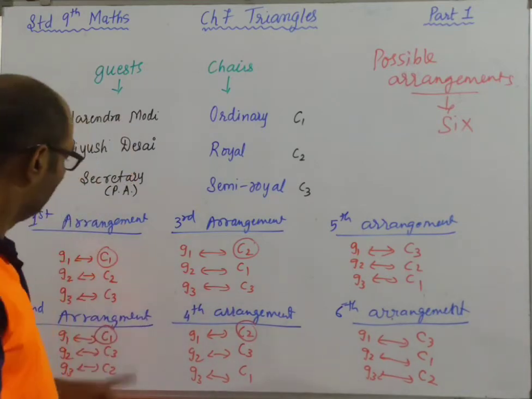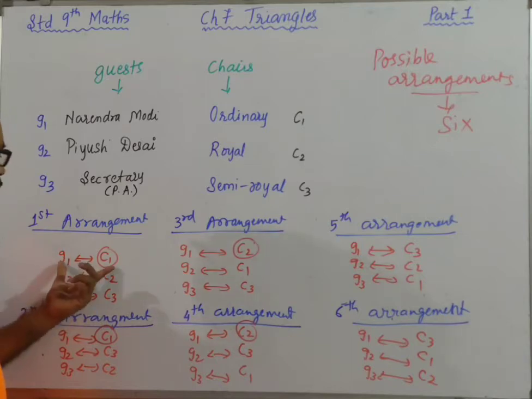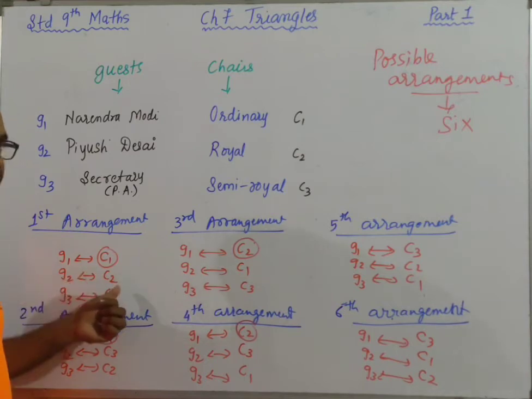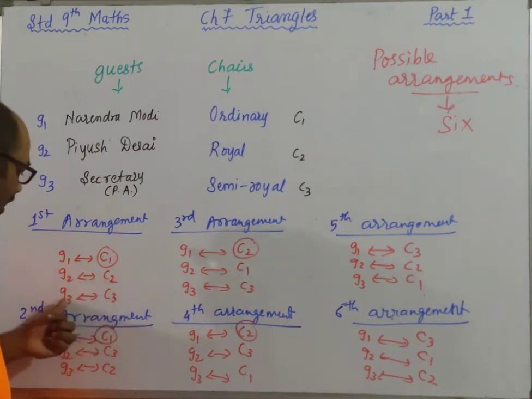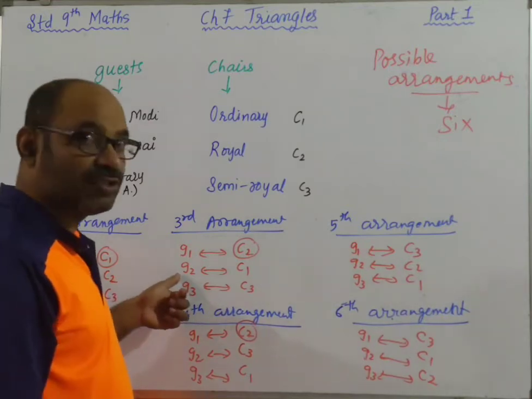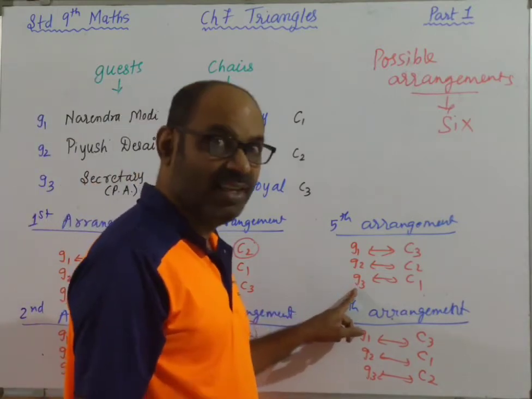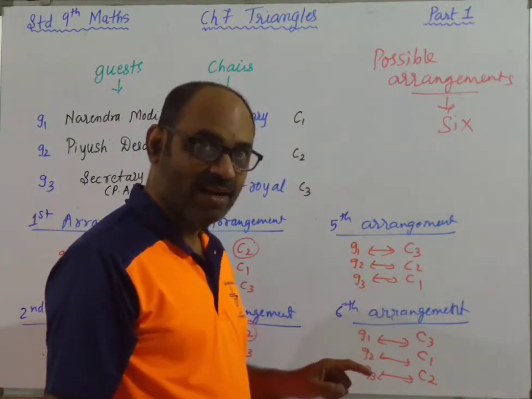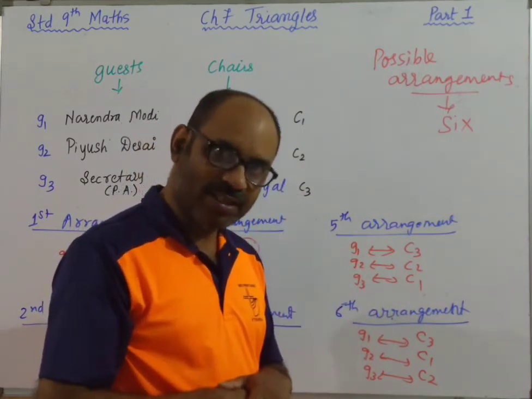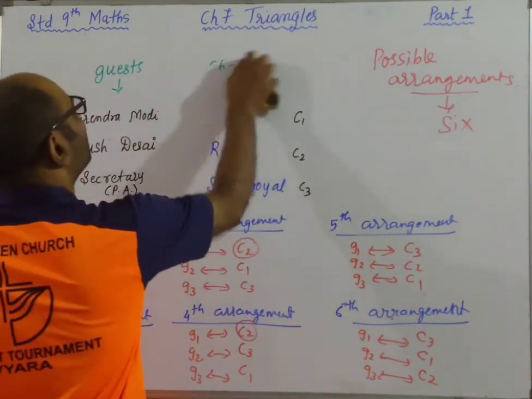Did you understand? I used a small both-way arrow to show that guest 1 is connected to chair 1. Guest 2 is connected to chair 2. Guest 3 is linked with chair 3. In this case, guest 2 is associated with chair 1. In this case, guest 3 sits on chair 1. And to represent this I used 2-headed arrows. Alright? Fine. Now, let's see one more example.